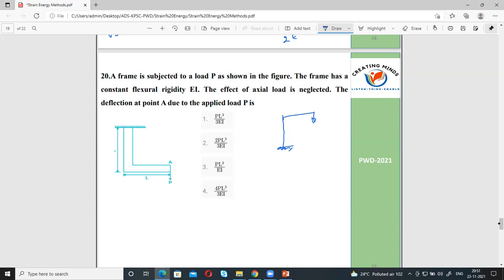Try to guess. Sir, 4PL cube by 3EI. Others?